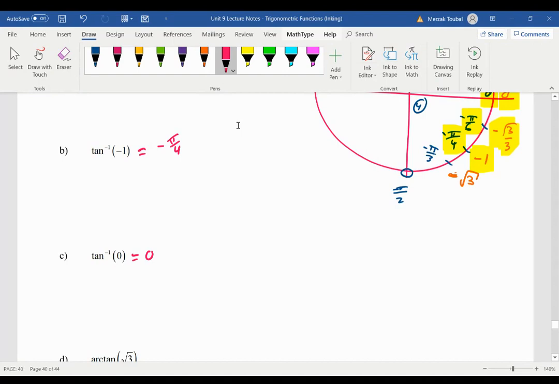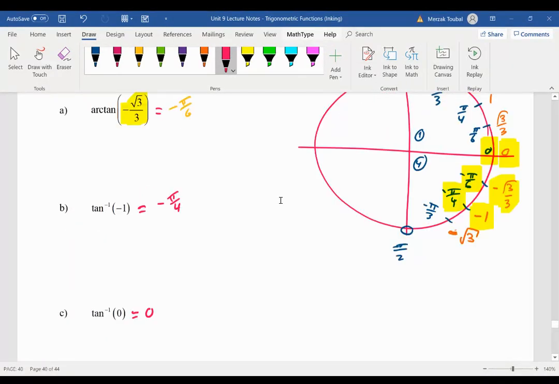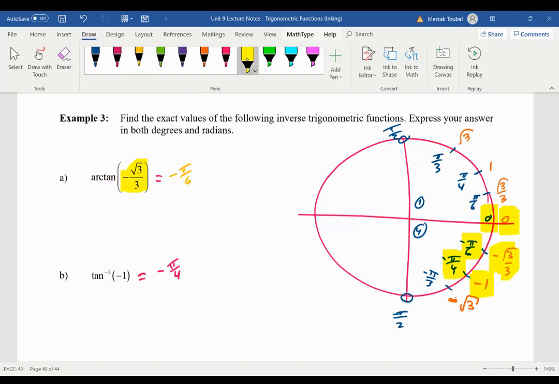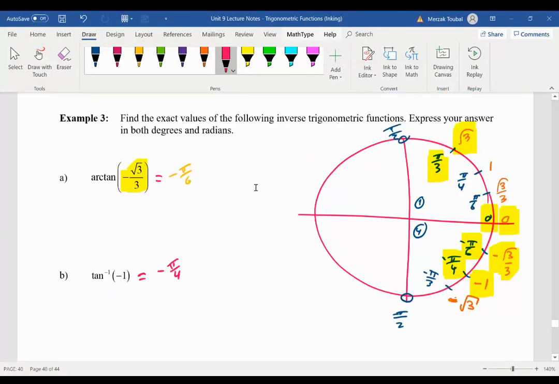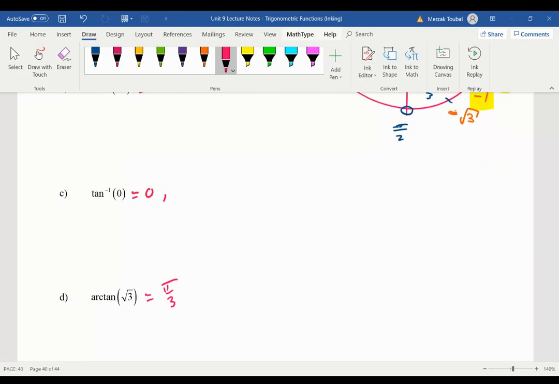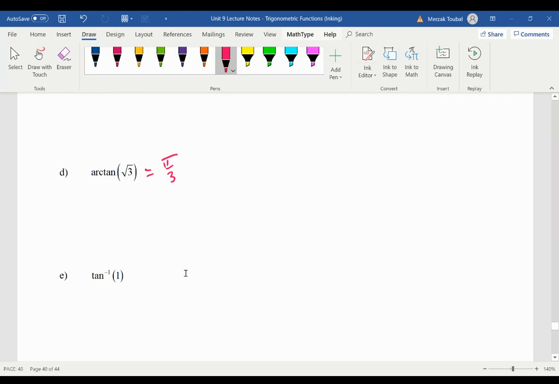Example D, arctangent of root 3. Where is root 3? Root 3 is there, corresponding angle pi over 3. I keep forgetting to write the equivalent angle measured in degrees. I forgot to do that for cosine. You may want to go back and do that. So negative pi over 6, which is negative 30 degrees. Negative pi over 4 is negative 45 degrees. 0 is 0 degrees. Pi over 3 is 60 degrees.